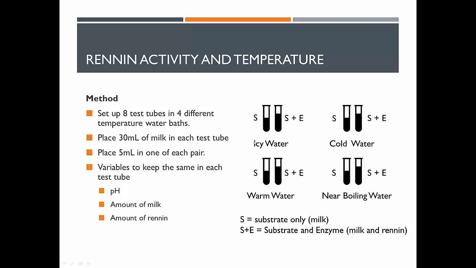So icy water is going to be around 1 or 2 degrees, maybe 3 or 4, I don't really mind. And then we're going to have cold water, which could be somewhere in the range of 10 to 15. Then we're going to have warm water, and that's going to be 30, 35. I'm not too sure about that one. We'll see how it goes. And then near boiling, we really want to get it well and above away from body temperature.